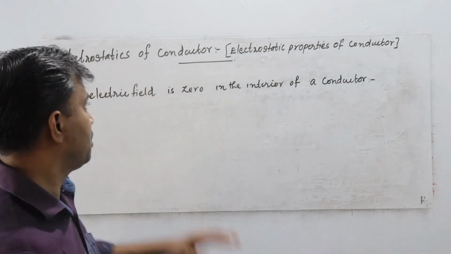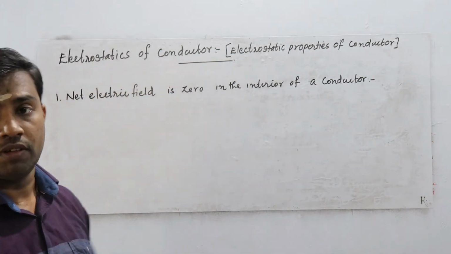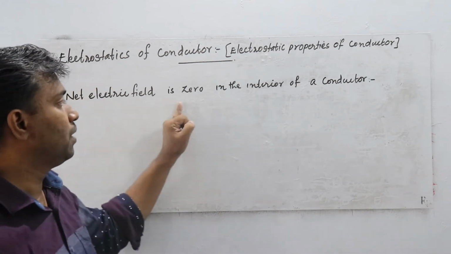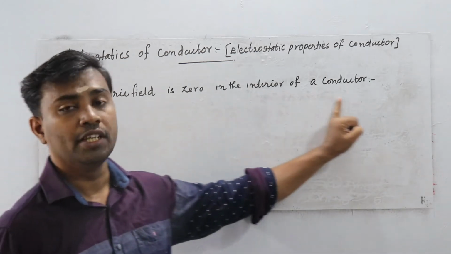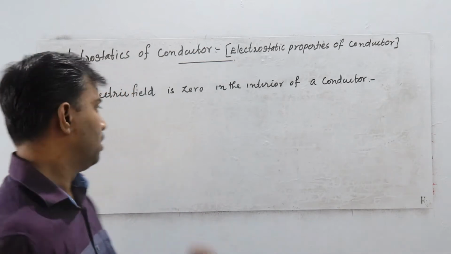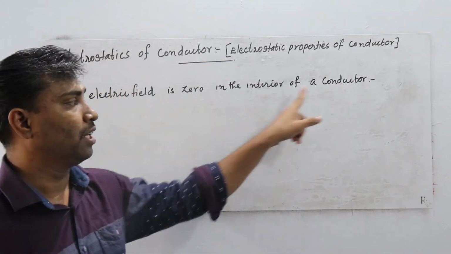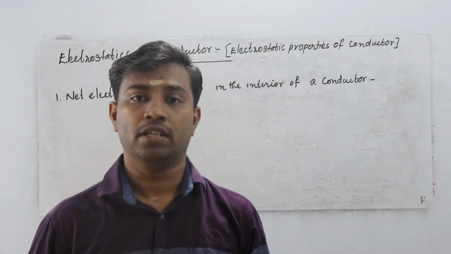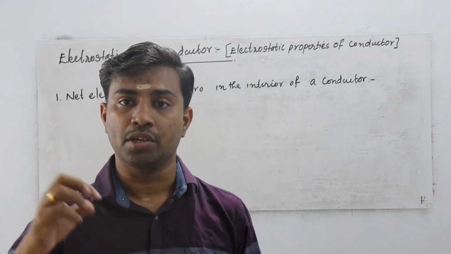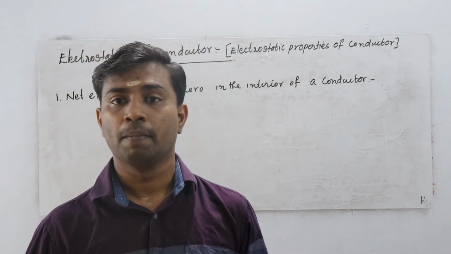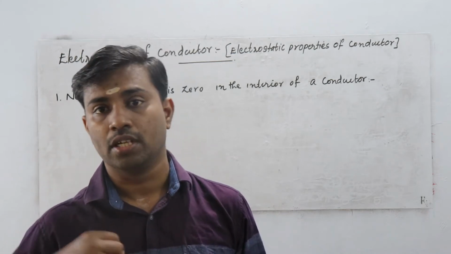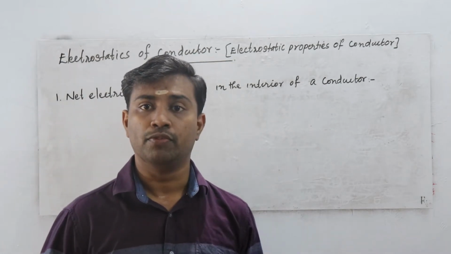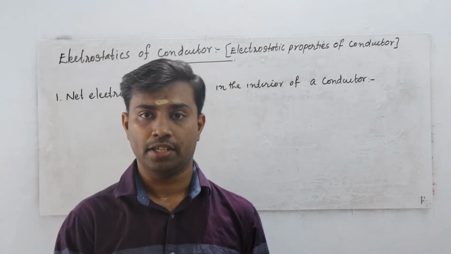The first property shown by a conductor when we keep it inside an external electric field is that the net electric field is zero in the interior of a conductor. The effective electric field in the conductor is zero when we keep the conductor in an external electric field. So let us discuss how the electric field will be zero inside a conductor.